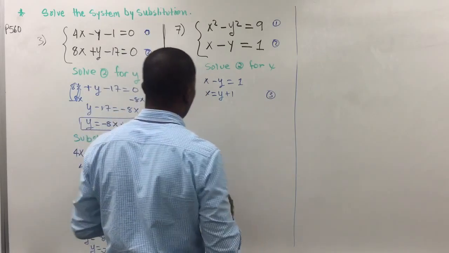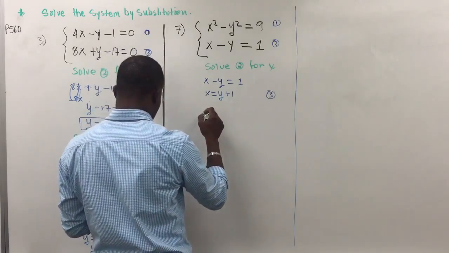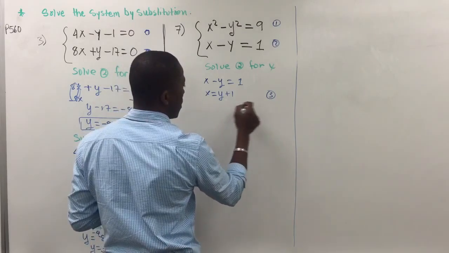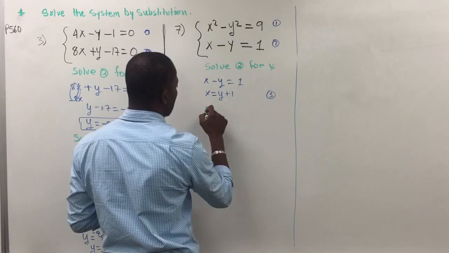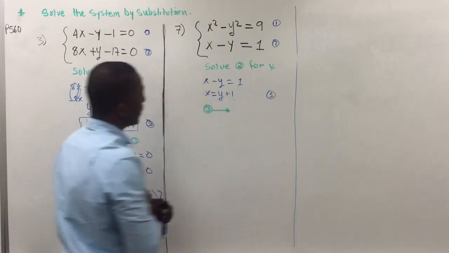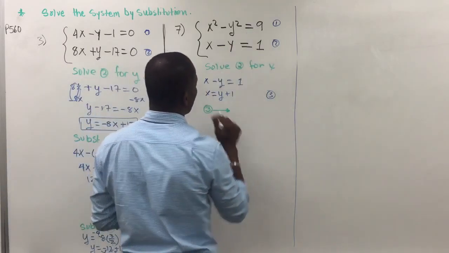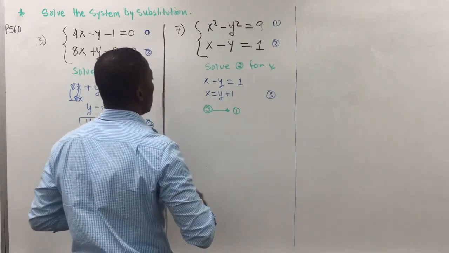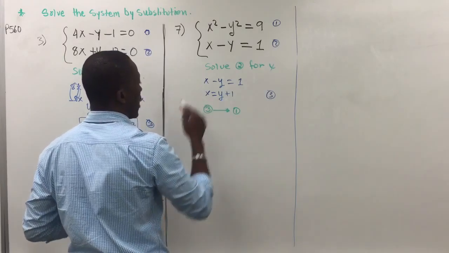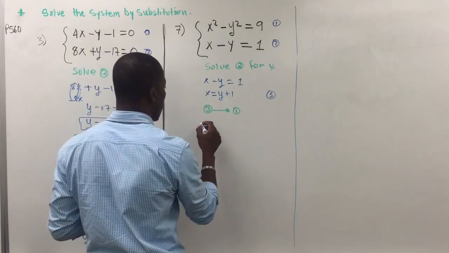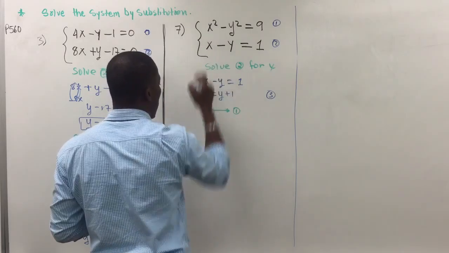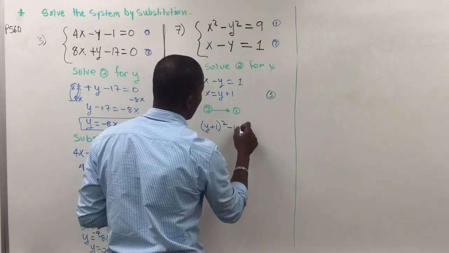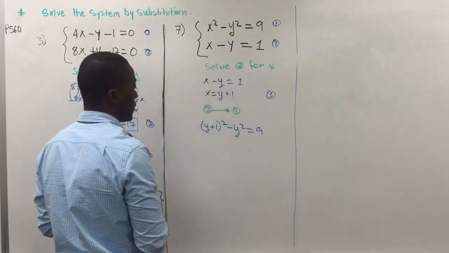Now I can substitute 3 into equation 1. I can just make a little notation like this, and I'll say substitute 3 into equation 1. Then I'll have the following. If x is y plus 1, everywhere I find x, I'm going to put y plus 1. So in this case, x is here squared, I'll say y plus 1 squared minus y squared equal to 9.